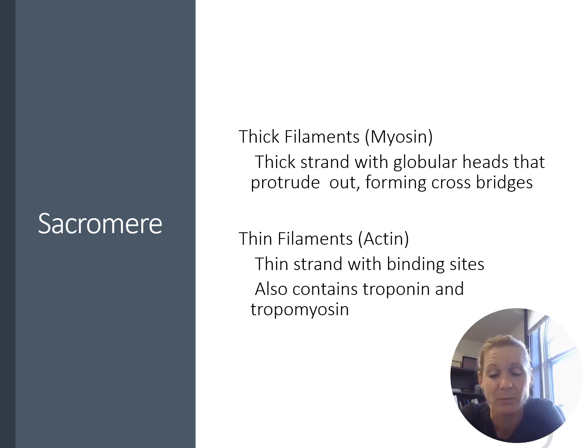The thin filaments, also known as the actin molecules, are thinner strands, and we'll take a look at what those look like. But one distinguishing characteristic is they have binding sites for the myosin to grab a hold of them. They also contain additional protein molecules that are troponin and tropomyosin. And we'll talk about what they are going to do here in just a couple minutes.